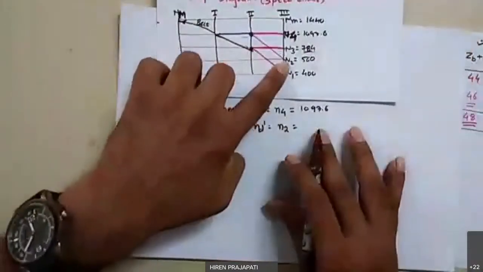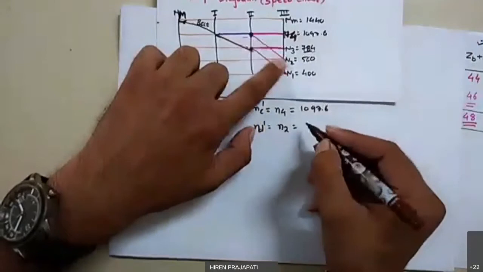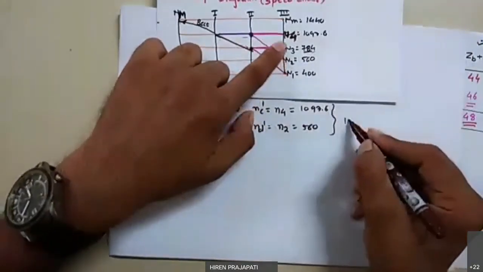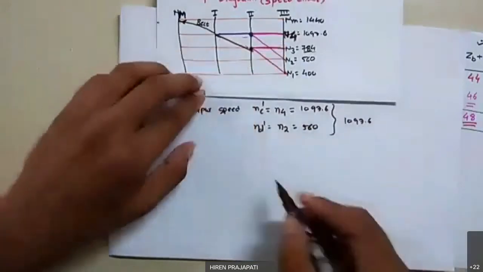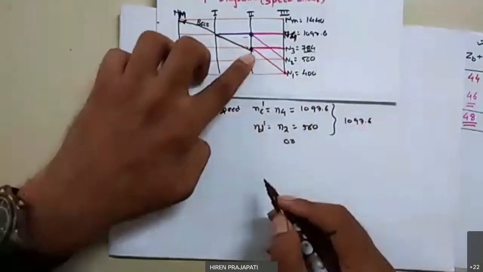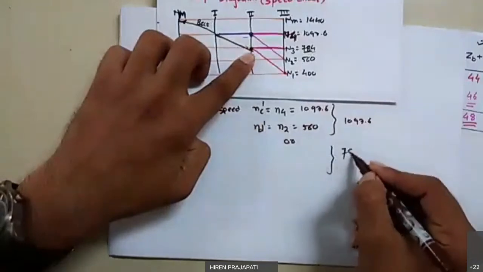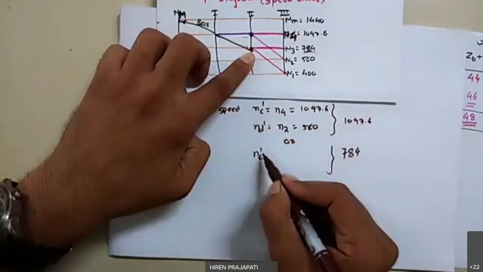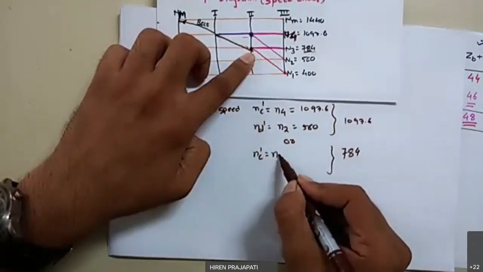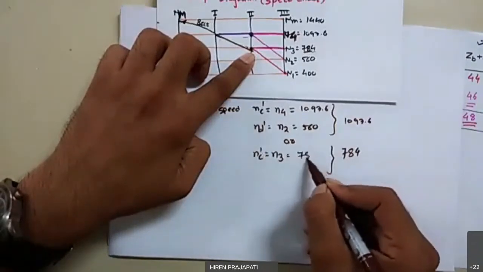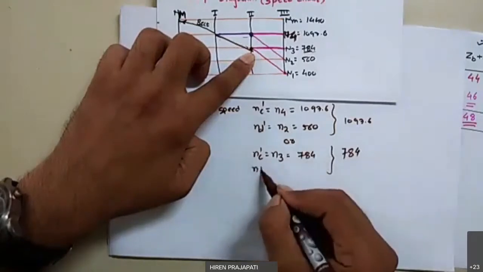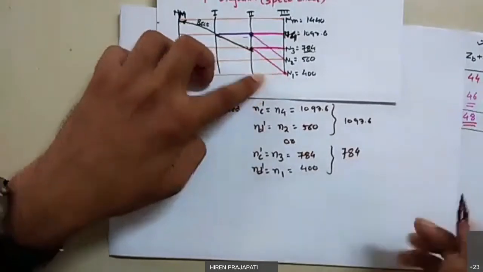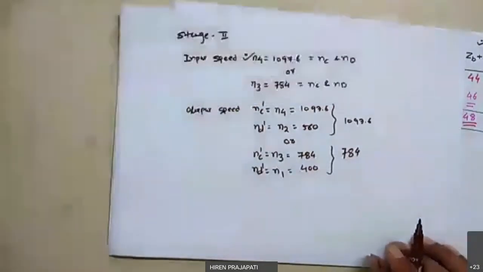This will be N2, right? If this is the input speed, then how much? It's 560, for the input speed of 1097.6. Or if 784 is the input speed, then NC dash will be N3, which is 784, and ND dash will be N1, which is 400, right? So these are the possibilities.